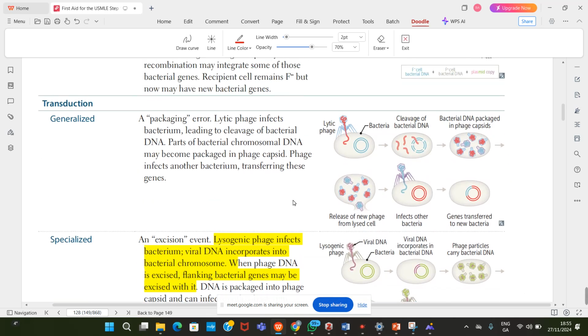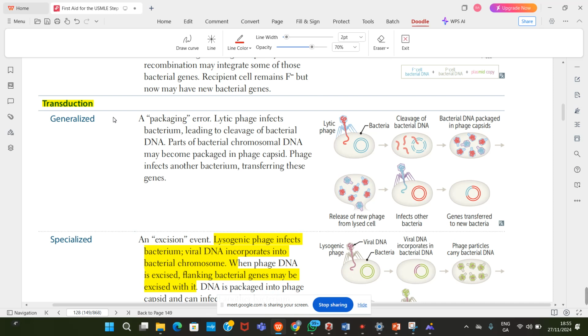Now, this one too is a little bit tricky. This is transduction. So we are done with conjugation. Conjugation is the one that uses pilus. Whenever they state in the question that there's a pilus involved, just go and pick conjugation. Straight. You don't need to waste your time.